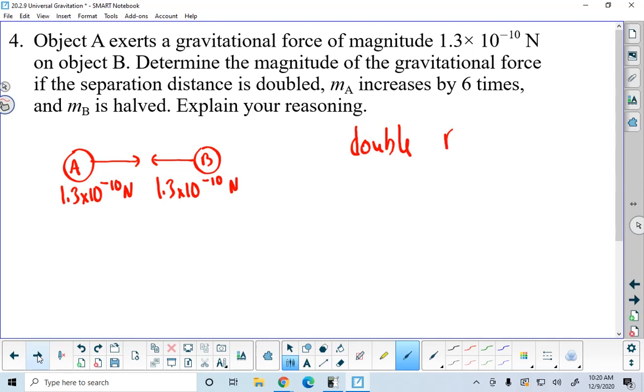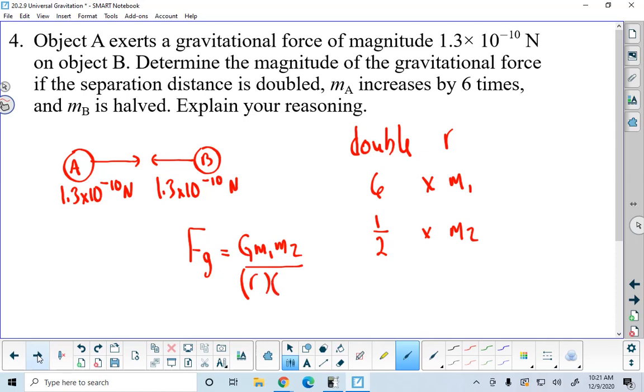We take one of the masses and we multiply by 6. We take the other mass and we multiply by a half. What's the new force? I don't believe that this is a matter of showing a lot of work. I'm just going to write down the formula, but I'm going to write it this way. Instead of having over r squared, I'm going to write over r over r.